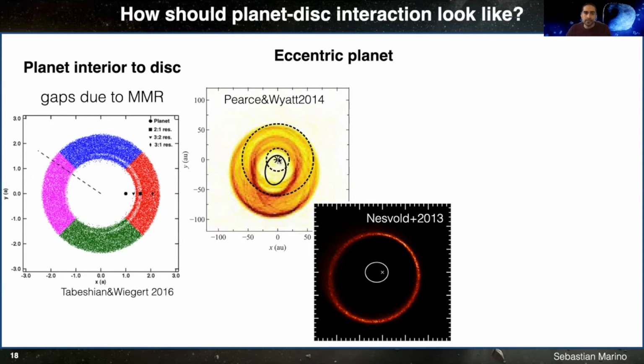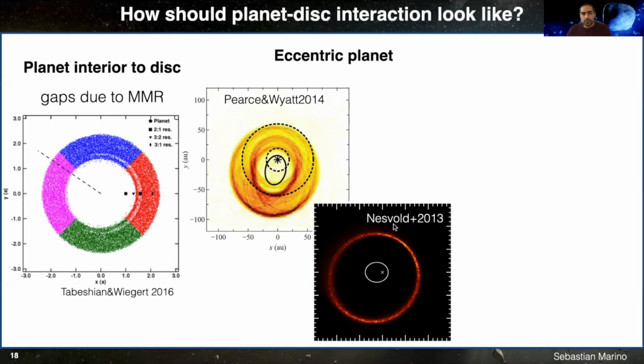So in this case, the star is in the center. The dashed line represents the original extension of the disk, and in color you see the final surface density that you get after a few mega years of interaction with this planet on an eccentric orbit.